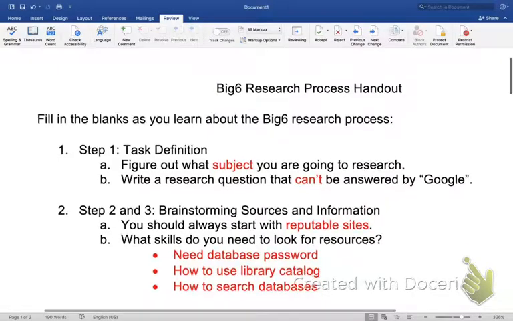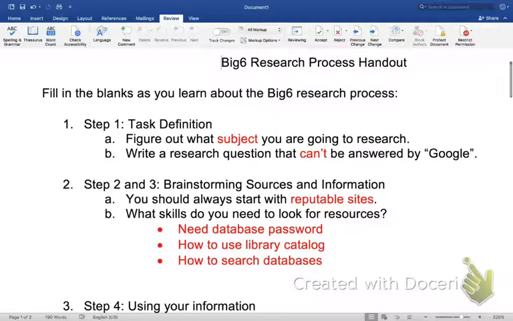Okay? So we learned that in step 1, the task definition phase, you had to figure out what subject you're going to research before you could even start. Write a research question that can't be answered with Google. If you're researching something that can be found on Google, then it's not true research.